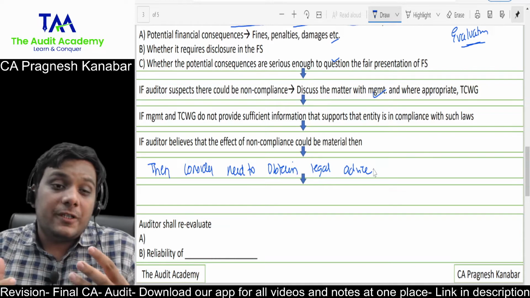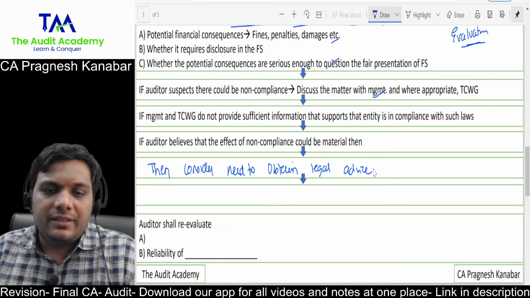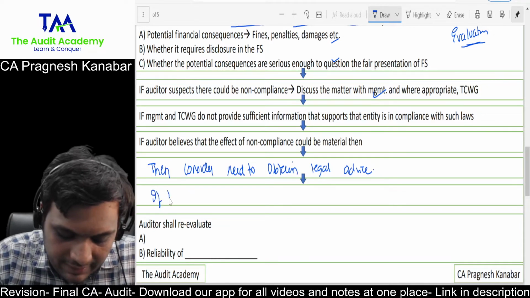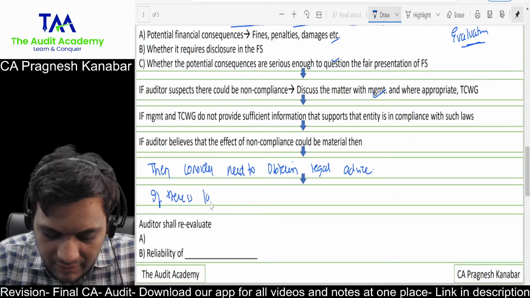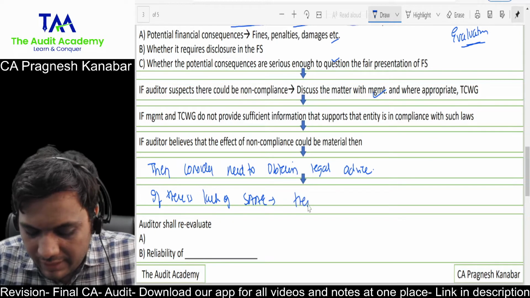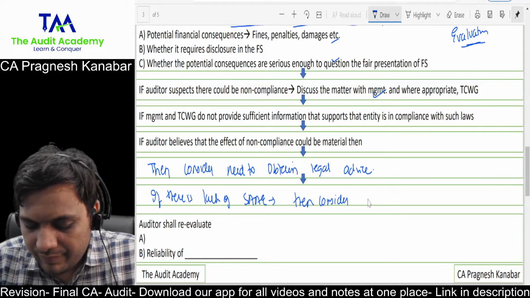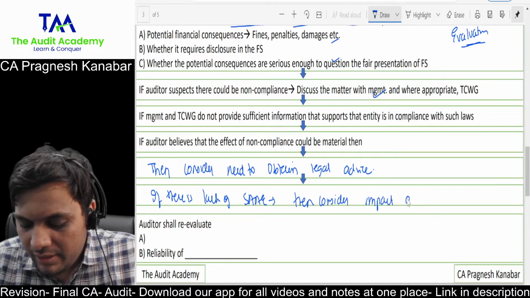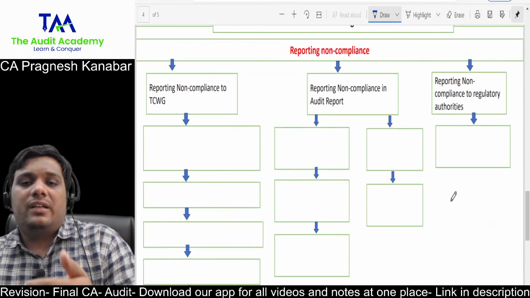Now regarding what is your responsibility and what could be the impact, try to obtain such evidence. If there is still a lack of sufficient and appropriate audit evidence, of course then you will consider the impact on opinion, because there is a limitation on scope of audit. So we'll consider the impact on opinion, but the reporting part I will discuss on this page.